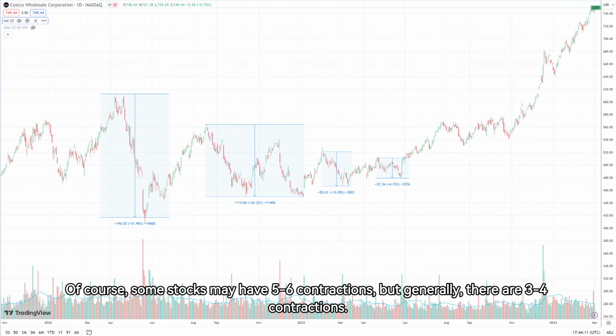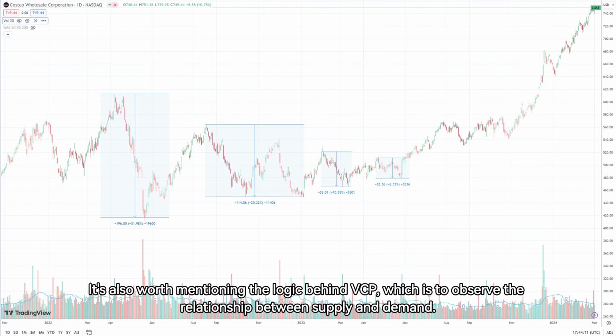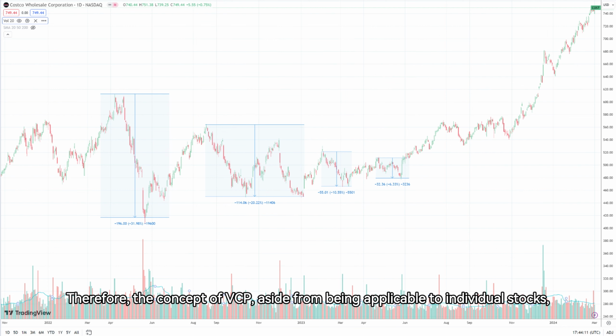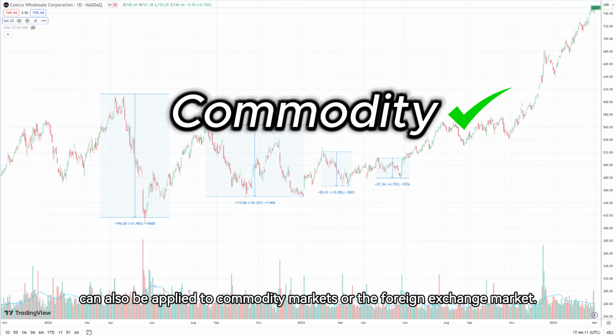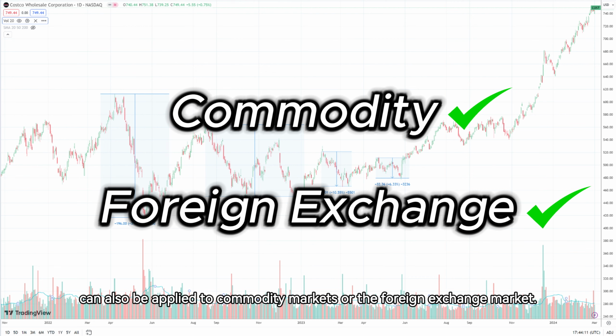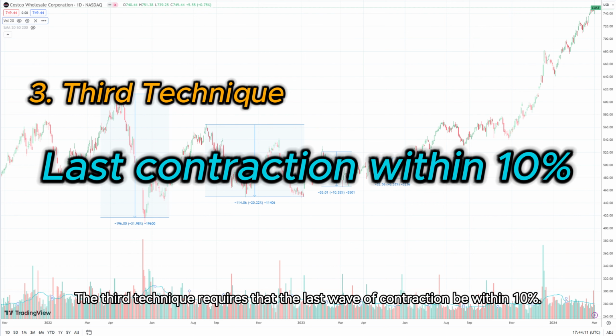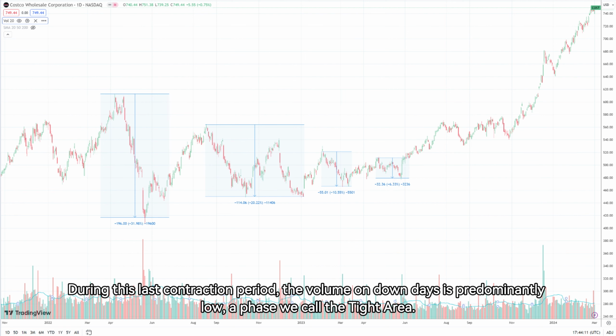Of course, some stocks may have 5 to 6 contractions, but generally, there are 3 to 4 contractions. It's also worth mentioning the logic behind VCP, which is to observe the relationship between supply and demand. Therefore, the concept of VCP, aside from being applicable to individual stocks, can also be applied to commodity markets or the foreign exchange market.